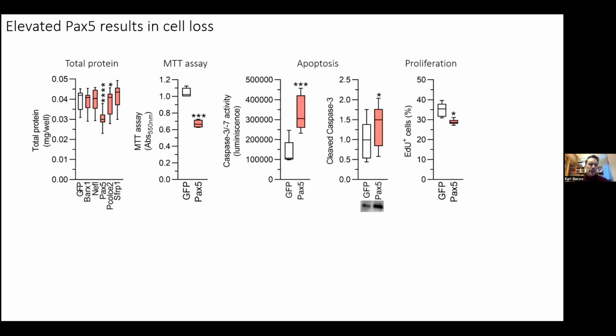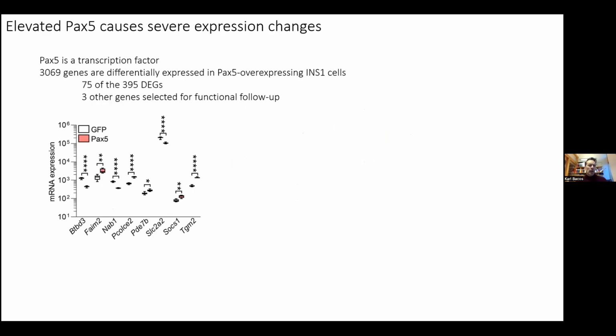A caspase 3 and 7 activity assay showed increased caspase activity, and that was also shown by Western blot for cleaved caspase 3, which is the active form, which was increased. So there's increased apoptosis. But there's also reduced EdU incorporation, which is a measure of proliferation. So PAX5 results in both increased apoptosis and less cell proliferation when overexpressed in beta cells.